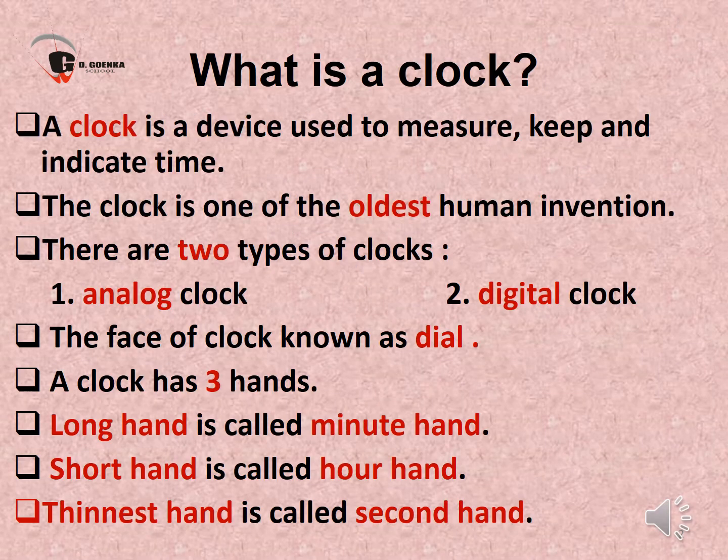Moving on to our today's concept of quarter past and quarter to, let's recapitulate what is a clock. So a clock is a device used to measure, keep and indicate time. The clock is one of the oldest human inventions. There are two types of clocks, analog clock and digital clock. The face of a clock is known as a dial. A clock has three hands. Long hand is called a minute hand, short hand is called hour hand, and thinnest hand is called second hand.